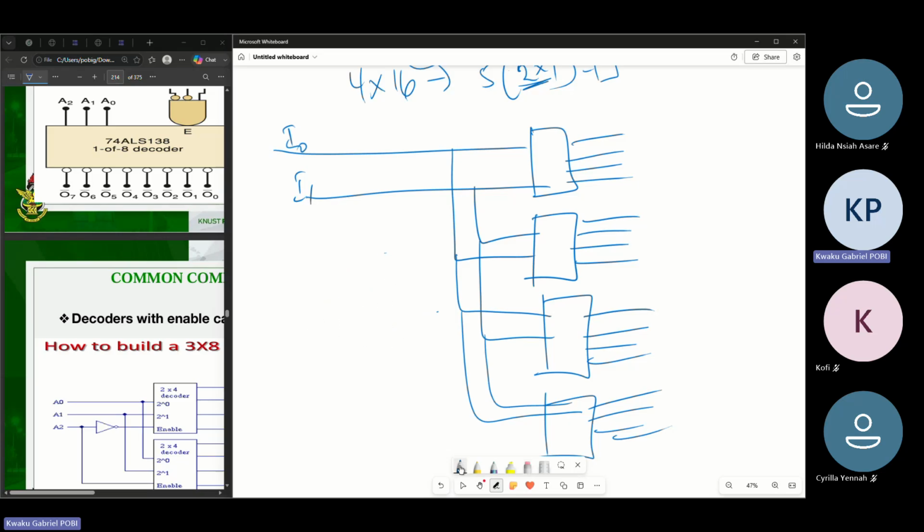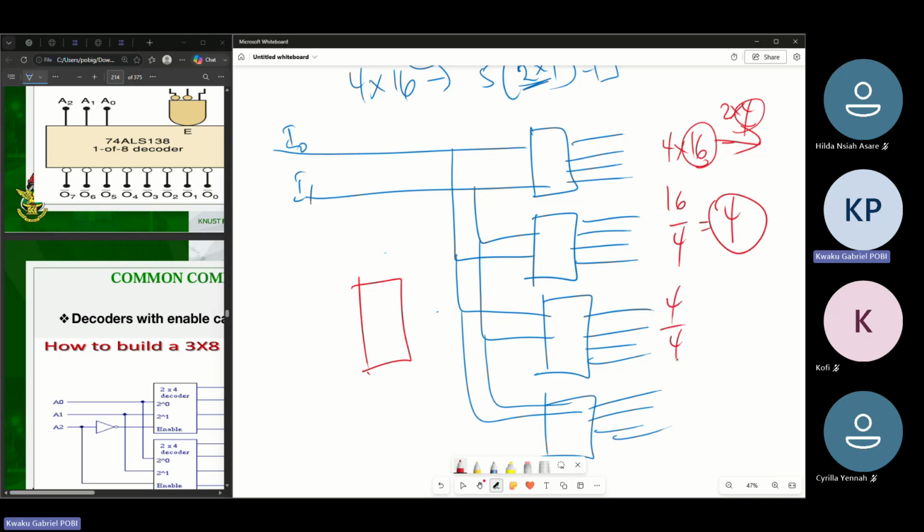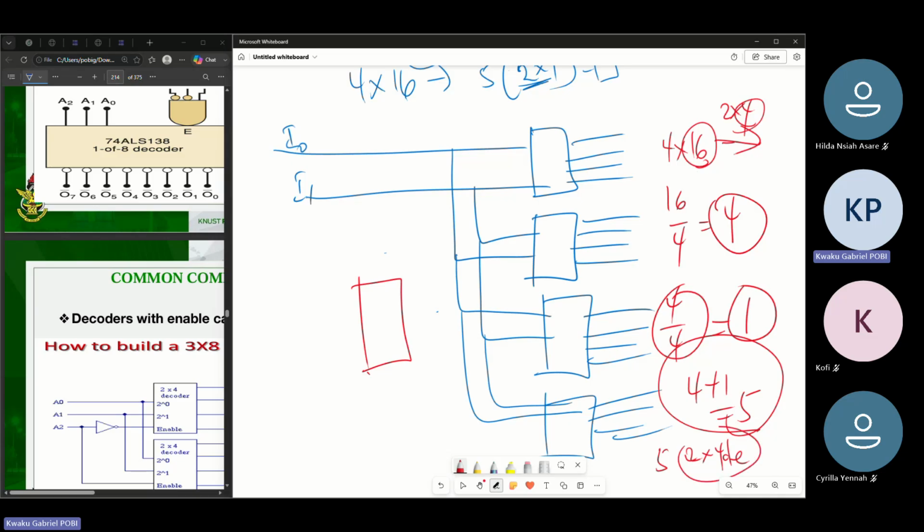Let's do this. I will put the last one here because we said 4/16 using 2/4. What we'll do is we'll compare this with 4. So we'll do 16/4, which is 4. And then we'll take this 4, circle it, then divide by another 4, you get 1. Then you add those that you've circled. So you get 4 plus 1, which is 5. So it means here you are going to implement 5 of the 2/4 decoders to implement a 4/16 decoder.